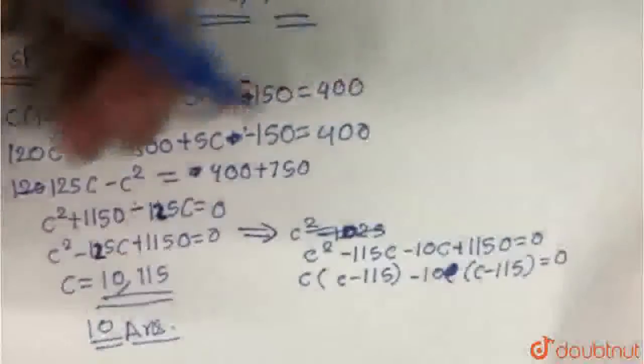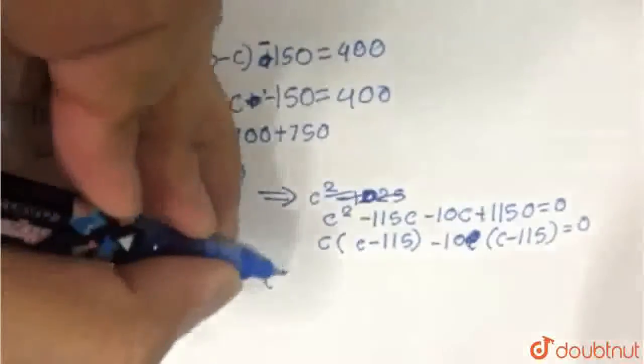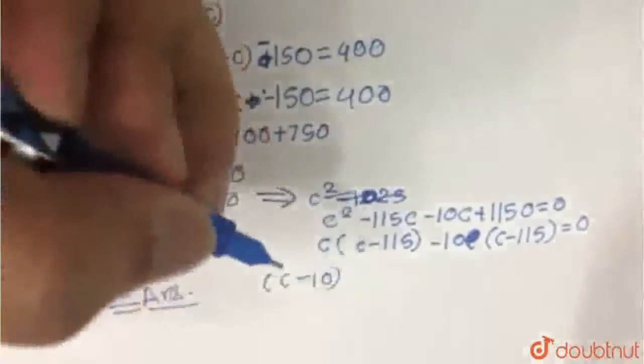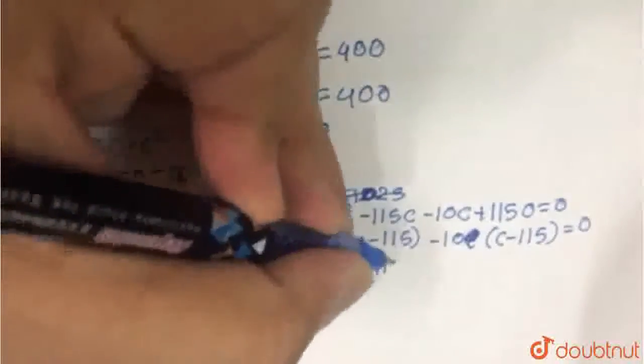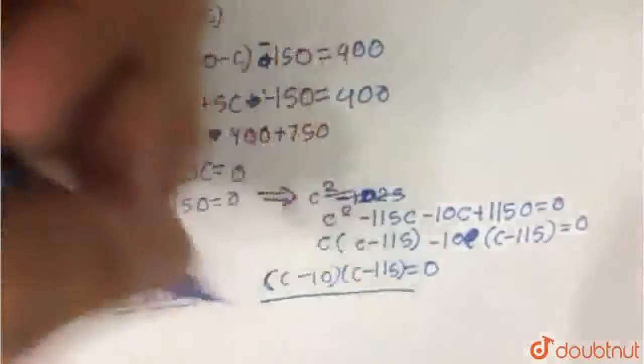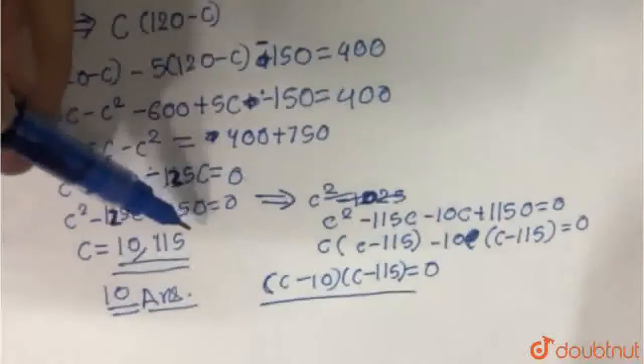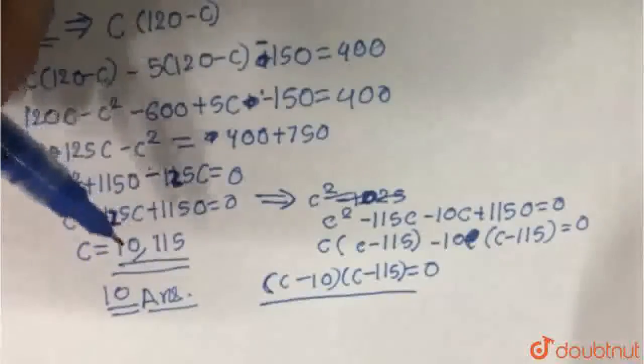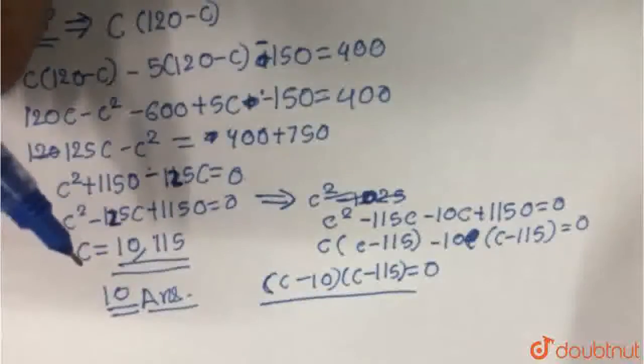So we get this c into c minus 115 minus 10 into c minus 115 is equal to 0. Simple indeed. Nothing else now. C minus 10 into c minus 115 is equal to 0. So we get two values, either 10 or 115, and so this 10 becomes our answer because we want the least value.